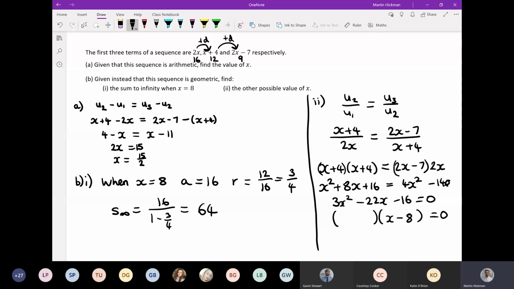So you know that's one of your factors, so you can quite simply deduce that the other one must be 3x plus 2. So we get 2 solutions there, x equals minus 2/3 and x equals 8. But we already had the 8 from earlier, so our other solution must be x equals minus 2/3. And you could put that back into your sequence and check that it does work out as it should. Let me know if you've got any questions.